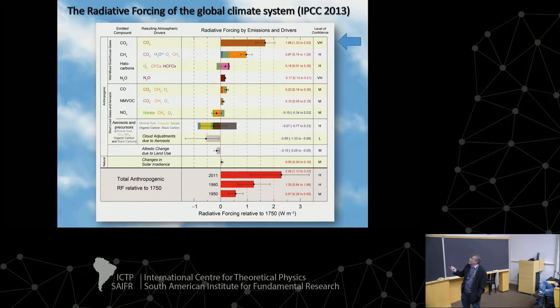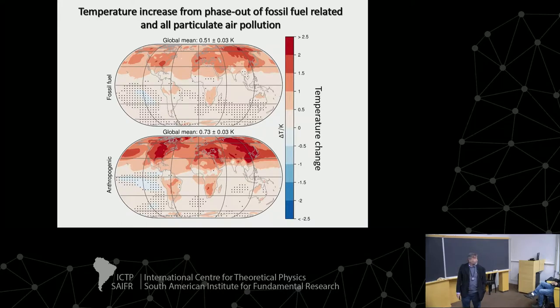You have the aerosols that cool down the climate, you have the clouds that also cool down the climate, and the combination for 2011 was an additional 2.29 watts per square meter to the global energy system. It looks like a very small number, but this very small number is bringing a lot of effects like we are seeing right now. And the role of aerosols and clouds is that they mask the heating of the greenhouse gases.